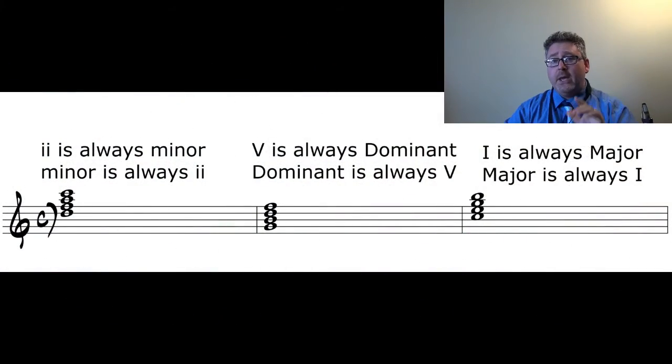Okay, there's only 3 chords in jazz, and when I say that, I'm totally lying. 2 is always minor, minor is always 2. 5 is always dominant, dominant's always 5. 1 is always major, major is always 1. That's the 3 chords in jazz. Let me prove it to you.